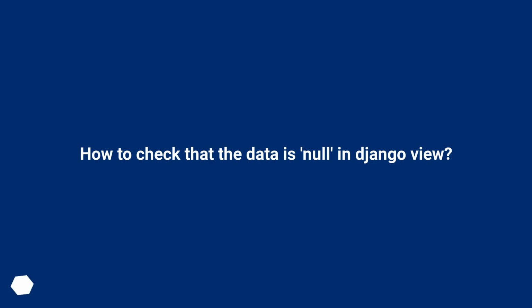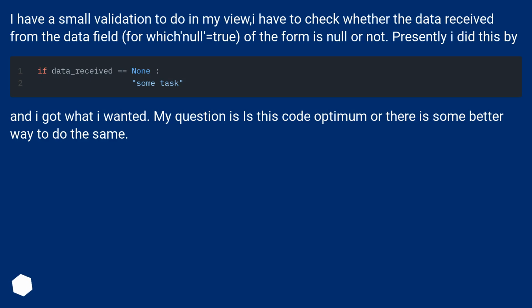How to check that the data is null in a Django view. I have a small validation to do in my view. I have to check whether the data received from the data field of the form, for which null equals true, is null or not. Presently I did this by... And I got what I wanted. My question is: is this code optimum, or is there some better way to do the same?